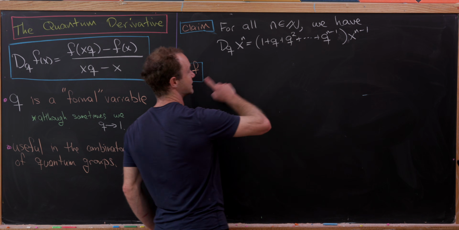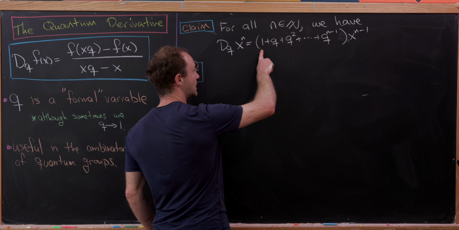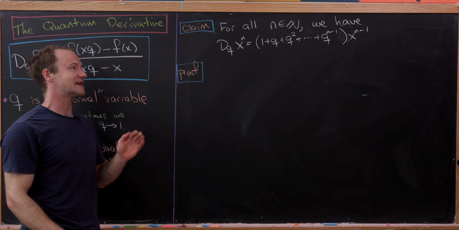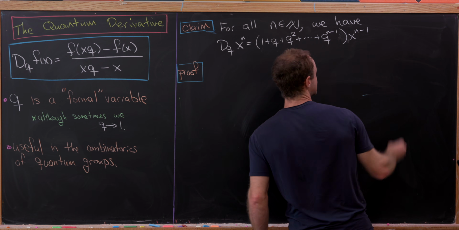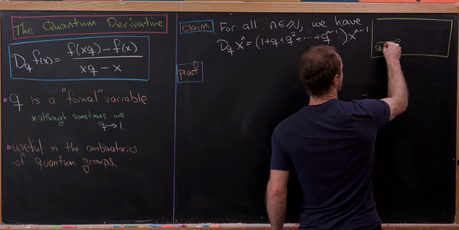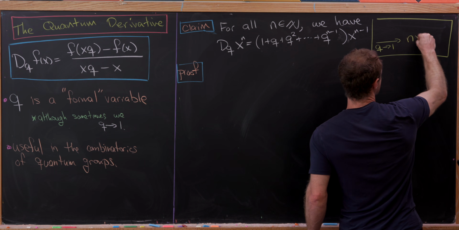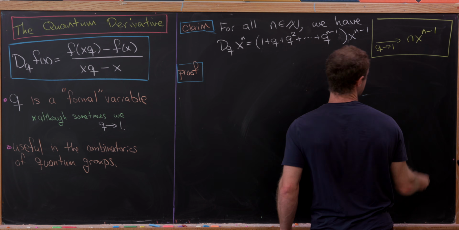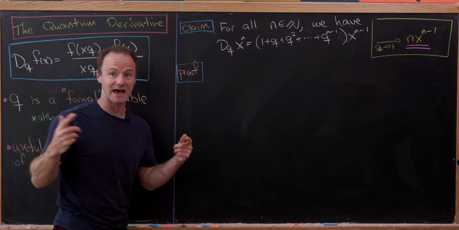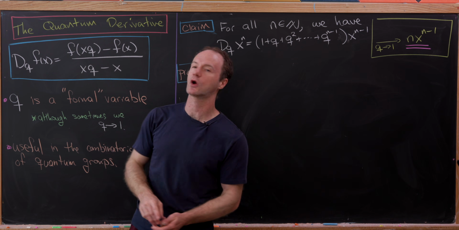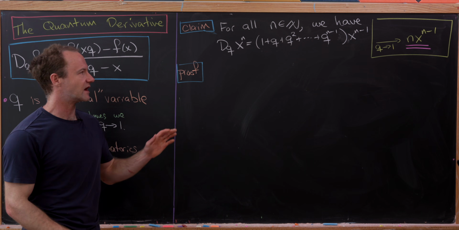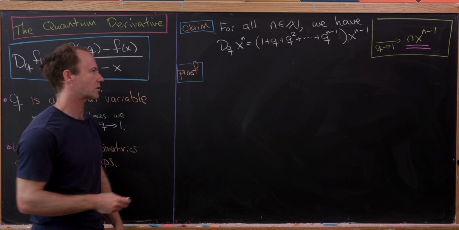That being said, notice if q were to approach 1, we would have 1 plus 1 plus 1, well, a bunch of 1s. How many exactly? Exactly n 1s. So let's make that observation right over here, that if we were to let q approach 1 here, we would get n times x to the n minus 1, the normal power rule. So I think that's probably setting up a guess in our minds as to the relation between this quantum derivative and the normal derivative. But we're not quite there yet. Let's prove this quantum power rule.